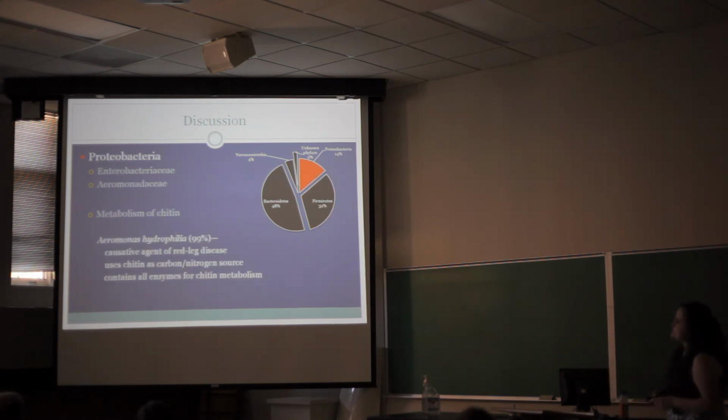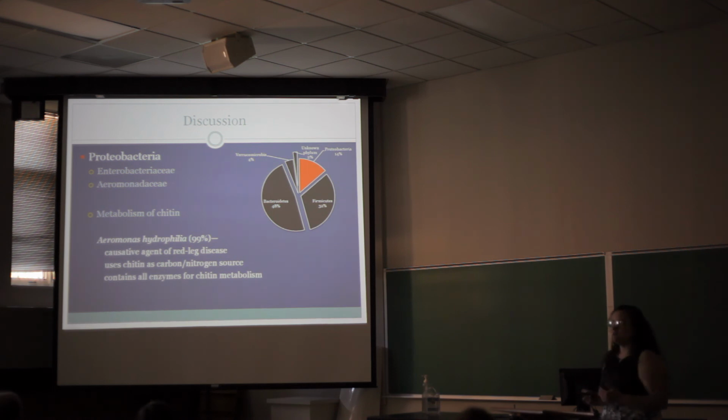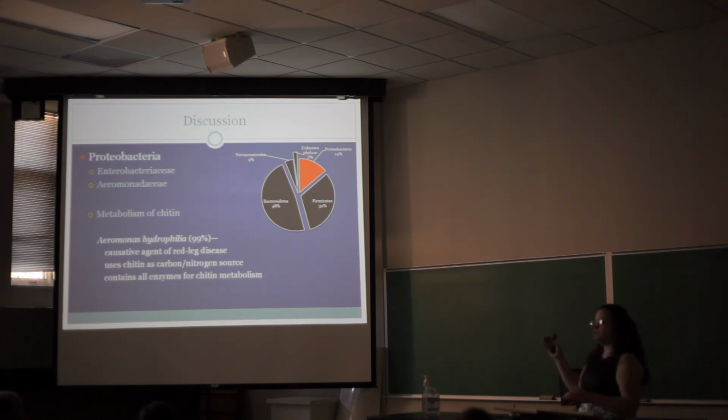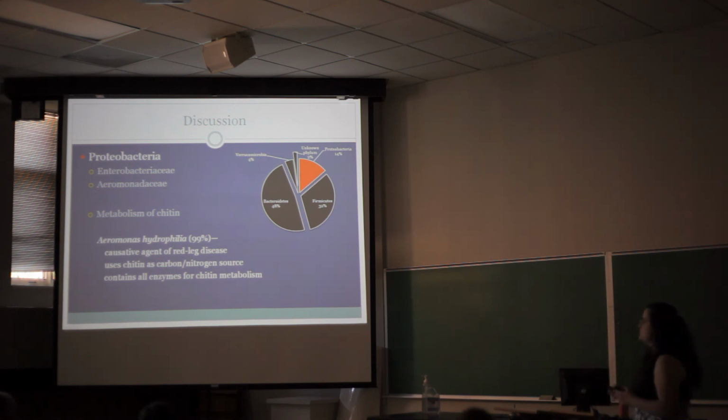One of the smaller groups that I found were Proteobacteria, making up about 14% of my sequences. This included the families Enterobacteriaceae and Aeromonadaceae. Many of these organisms have the ability to metabolize chitin. Out of all the organisms that I found, Proteobacteria is the only group that includes facultative anaerobes. Everything else is strictly obligate anaerobes.